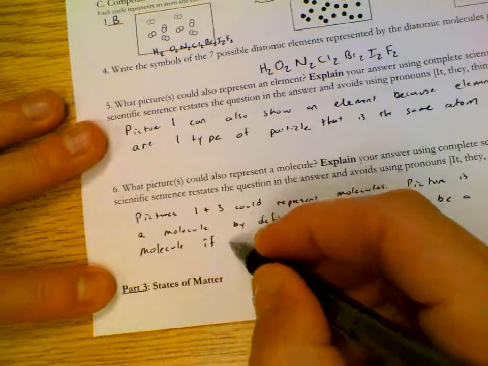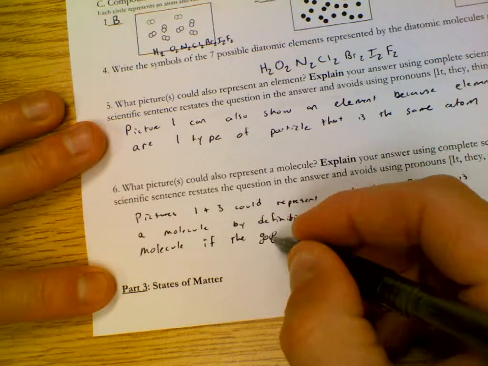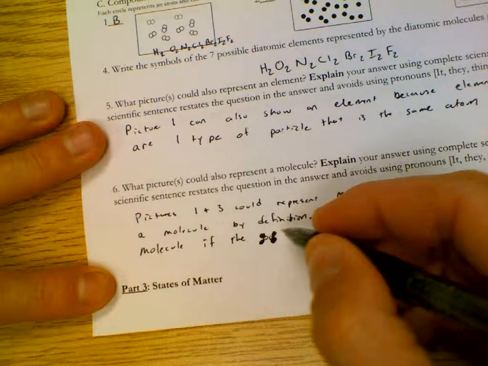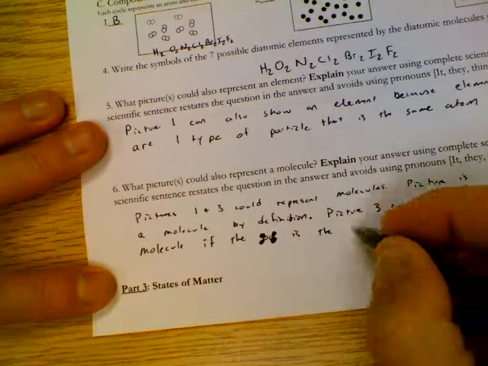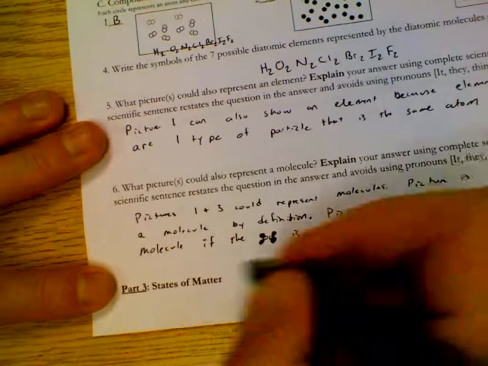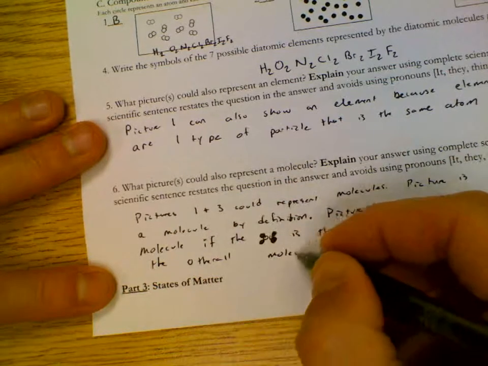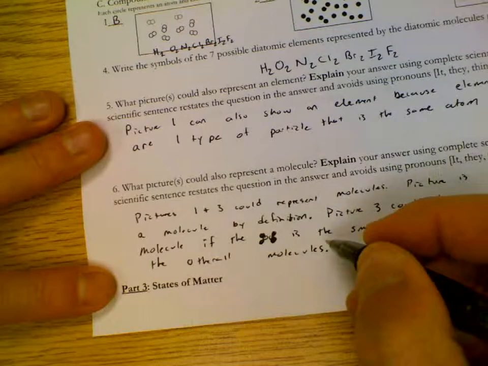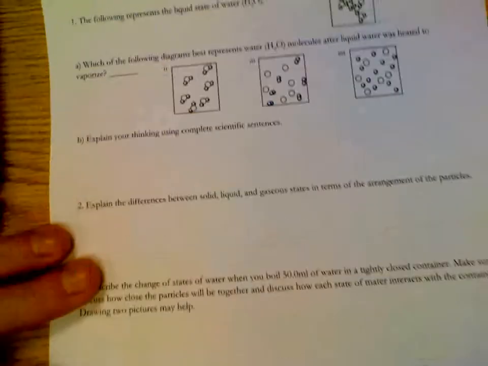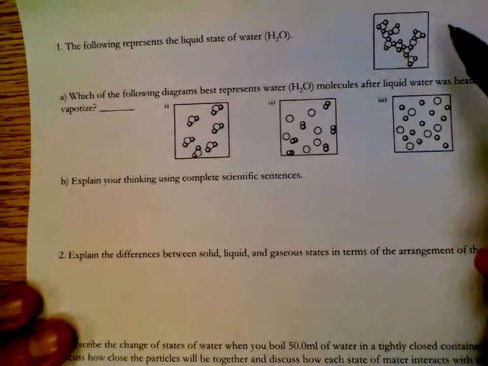If the picture that we see is the smallest subunit of the overall molecule. To the back. So this picture that we have on the top represents water, the Mickey Mouses.